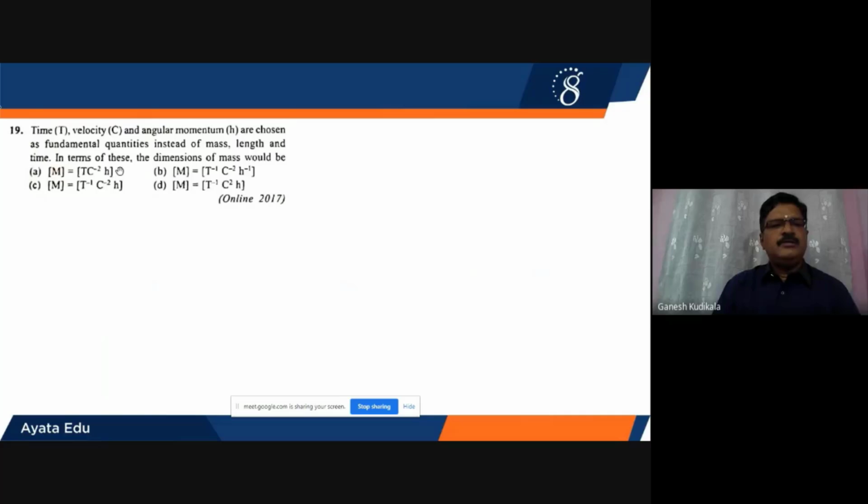Time t, velocity c, angular momentum h are chosen as fundamental quantities instead of mass, length and time. In terms of these, the dimensional formula for mass could be, so mass I want to write in terms of t to the power of a, c to the power of b and angular momentum h to the power of c. Let us write down the dimensional formulas for each one. M1 L0 T0 on the left hand side, right? T will be to the power of a only.